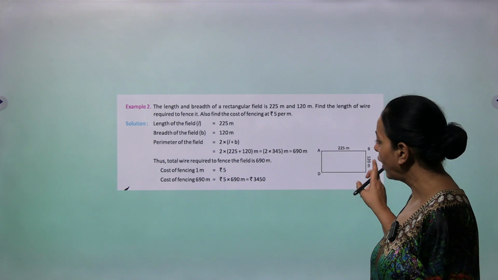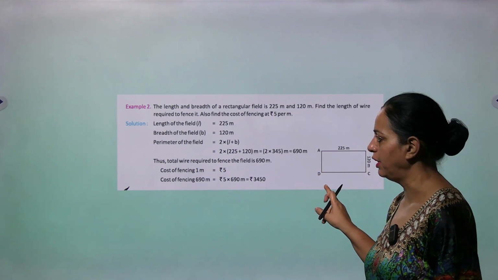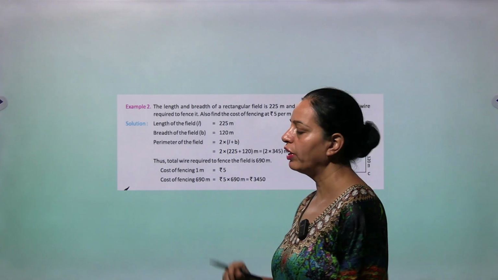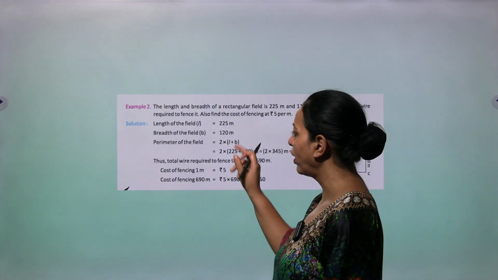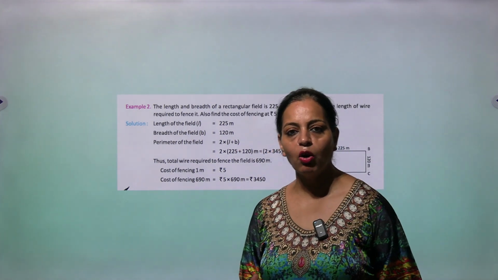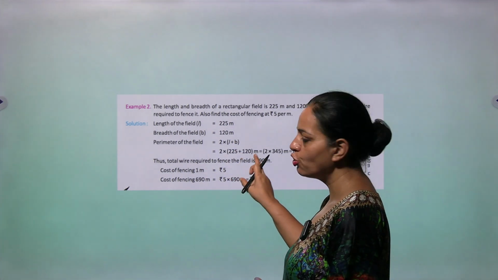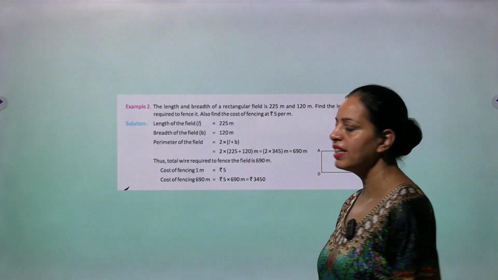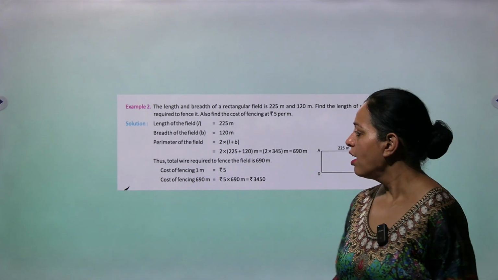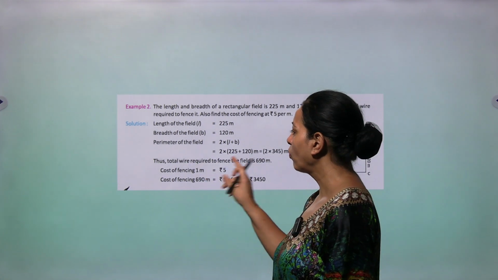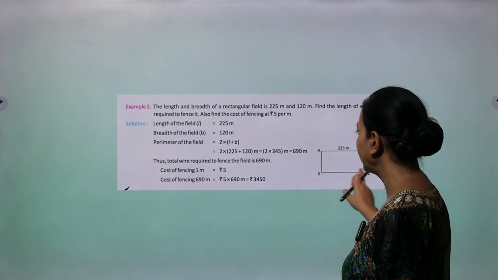ओके तो हमें क्या फाइंड करना पड़ेगा? पेरीमीटर. सो लेंथ ऑफ द फील्ड 225 मीटर, ब्रेथ ऑफ द फील्ड 120 मीटर. व्हाट इज द पेरीमीटर ऑफ रेक्टेंगल? यू नो वेरी वेल, 2 into L plus B. We will substitute the values. Answer is 690 meter. Now, so total wire required to fence the field is 690 meter.